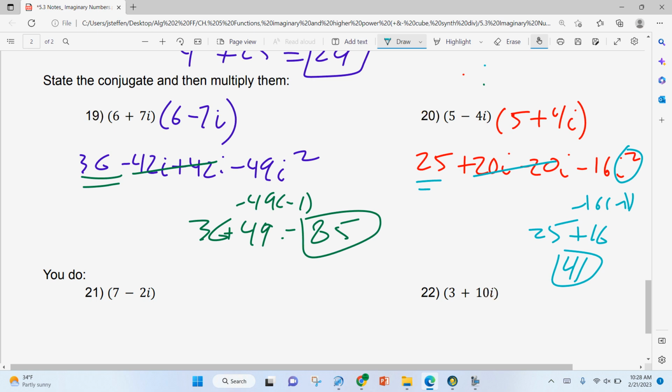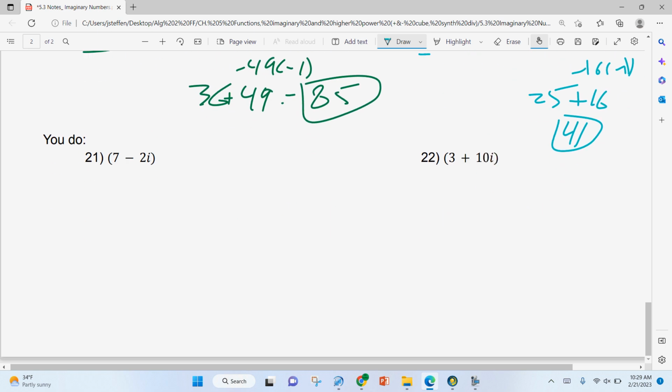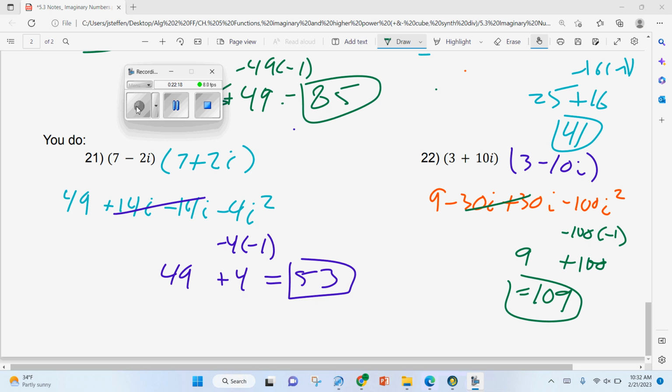So go ahead and do 21 and 22 on your own, and then you guys can move on to your worksheet. I put those 2 answers up there. If you're getting something different, please ask. Because again, as you guys know, I did not use a calculator, and that makes me really nervous. So if there are any mistakes, it definitely can be on my end. So if you got something different, please ask.